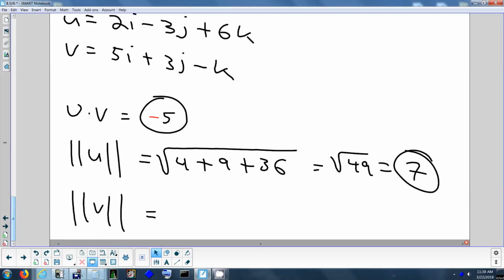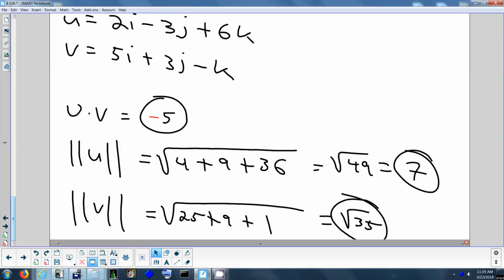Colin, can you tell me how to set up my formula to find the magnitude of v? It'd be the square root of 25 plus 9 plus 1. Yeah, 25 plus 9 plus 1. So it's the square root of 35. Can't really do anything with it, so we'll just leave it. Okay. Any questions on that? Okay, now we've got the 3 parts we need. Let's fill them into the formula and get our angle.